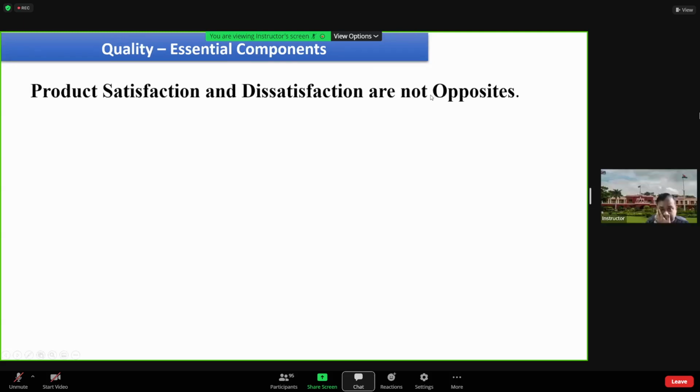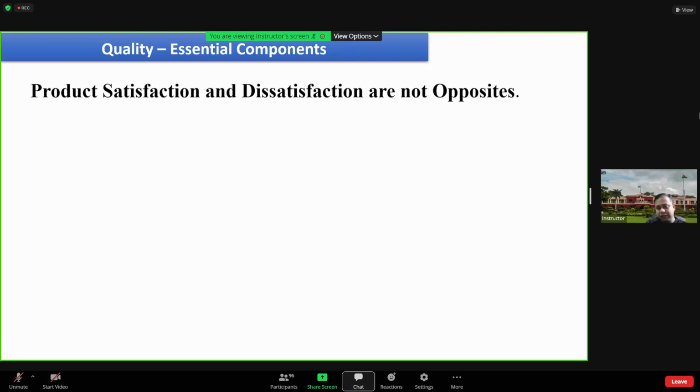So when we talk about product satisfaction and dissatisfaction, we can look at them from two different perspectives. Product satisfaction comes from the number of features that are there in the product. If all the essential features that were desired are there, we will be more satisfied. So product satisfaction is related to the product features.